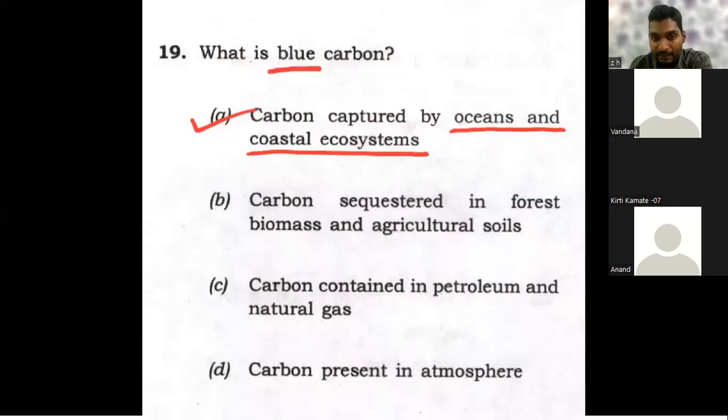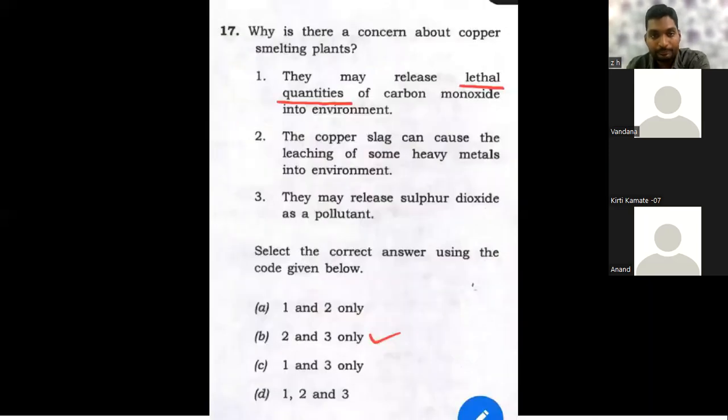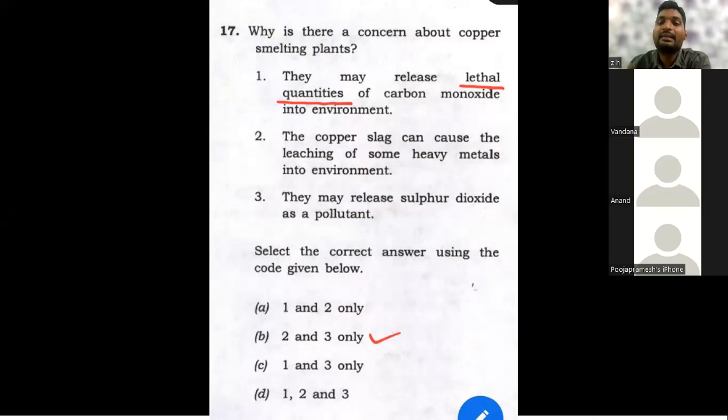All right. Taking one more example with respect to language of paper. Here, statement 1 says they may release lethal quantities of X, Y, Z. Now, the term that I have highlighted is lethal quantities. This term is nothing but a hint given by UPSC. Some students may call it an extreme statement. In my classes, we use the term overemphasis. Whenever UPSC overemphasizes on something, that statement is more likely to be wrong.